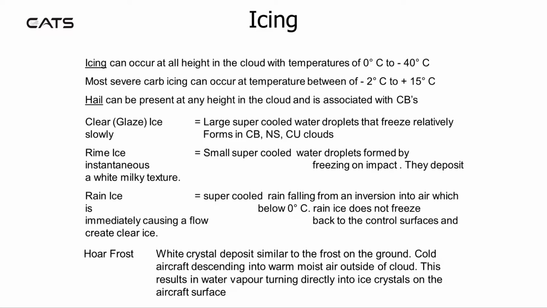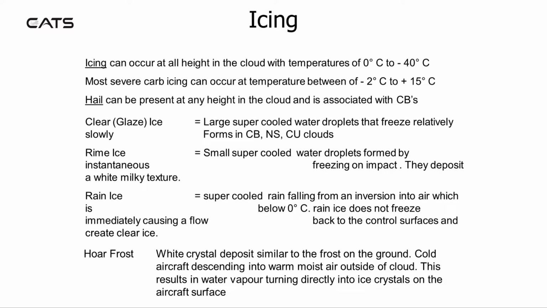Clear glaze ice is where large supercooled water droplets have frozen relatively slowly. It forms in CB, nimbostratus and CU clouds. Rime ice is small supercooled water droplets that are frozen instantaneously on impact. They deposit as a white milky texture or appearance.